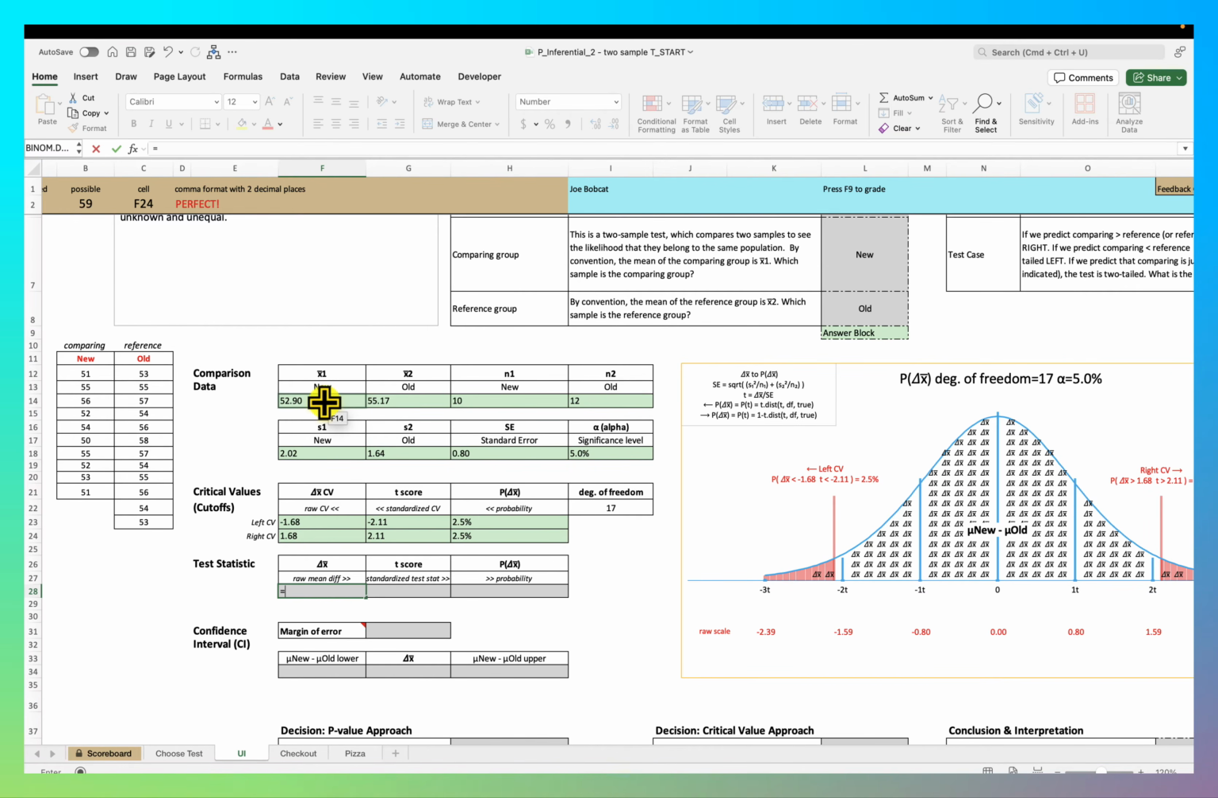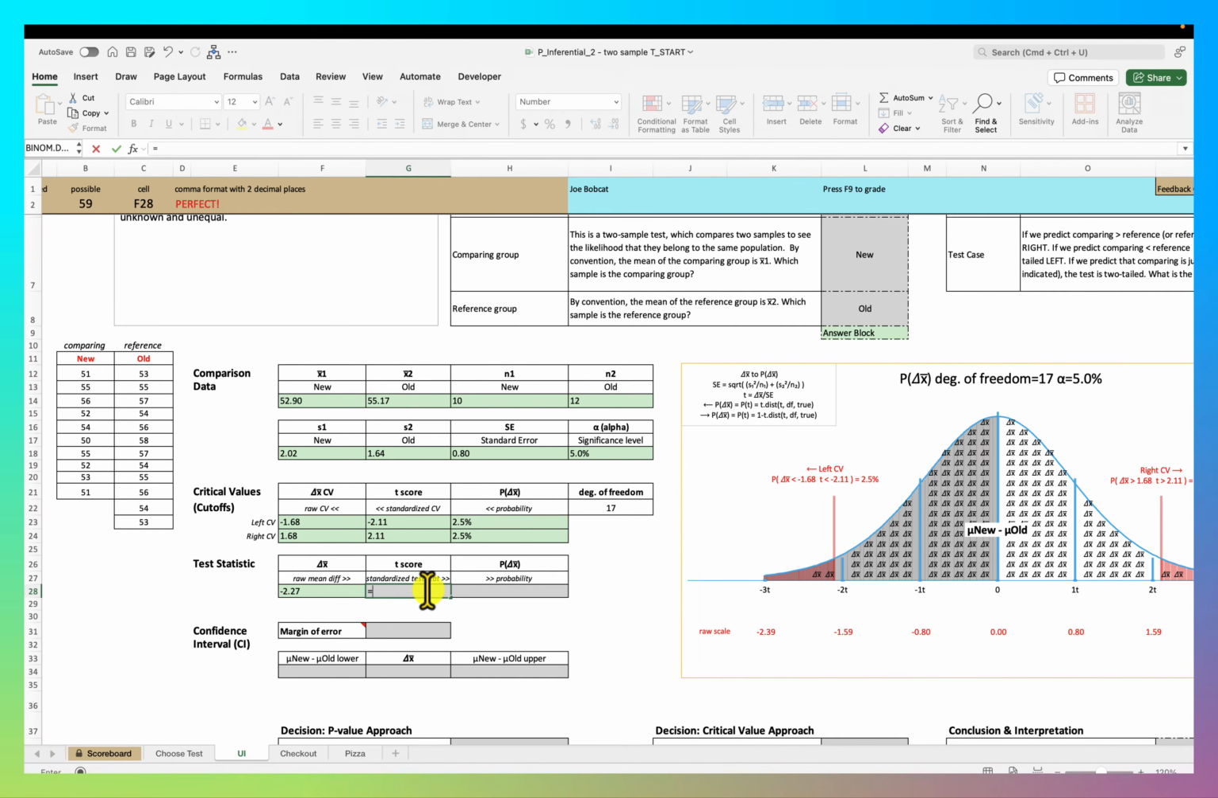So we'll take the new minus the old, and so our difference is negative 2.27, which sure looks like it's more than would be allowed, right? Because that'll be more extreme than the negative 1.68. But let's finish this off so we can see that plotted here. Make sure that's true.